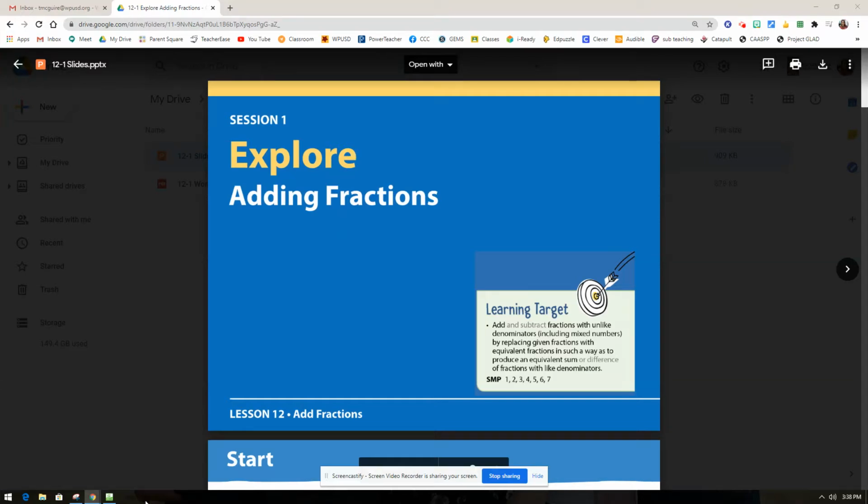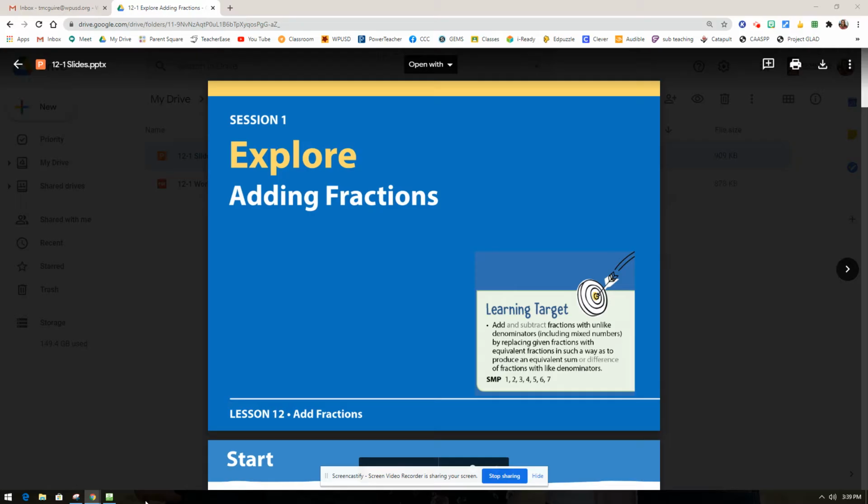Hi, today we are doing lesson 12, session 1. We are going to be starting our fraction unit, and so we're going to be starting with adding fractions. So today we will review how to add fractions that have common denominators, and we'll also begin to explore adding fractions with uncommon denominators.